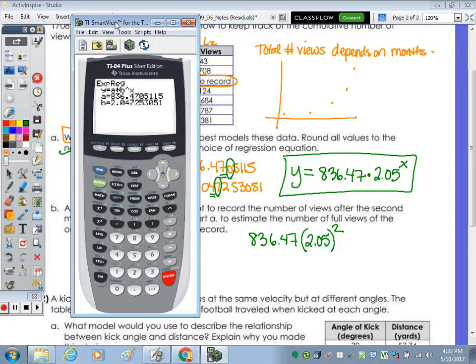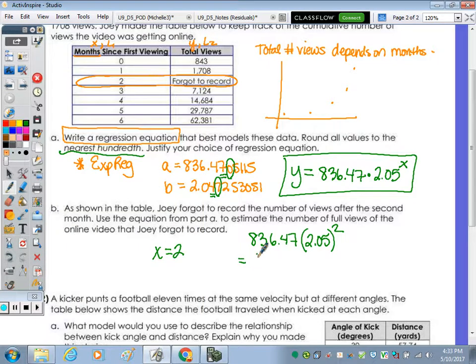So on the calculator, 2.05 raised to the second, then times 836.47. There's our answer. The number of full views. So that's rounded to the nearest whole number. So let's write down the whole decimal, and it's good to do that on your state test so they can see that you just had a rounding error, if you make an error at all. So to the nearest whole number, since to the right is a 2, it's not going to bump it up. So it's about 3,515 views.